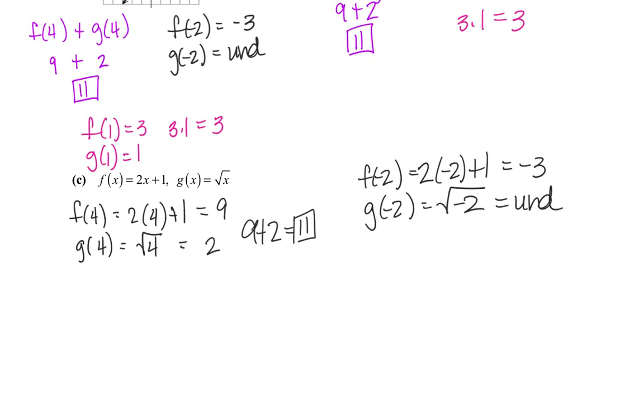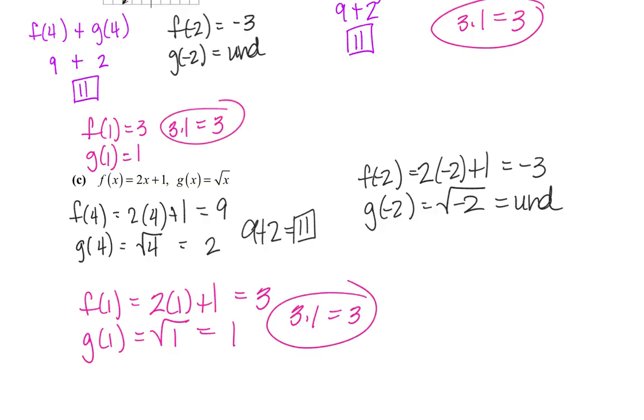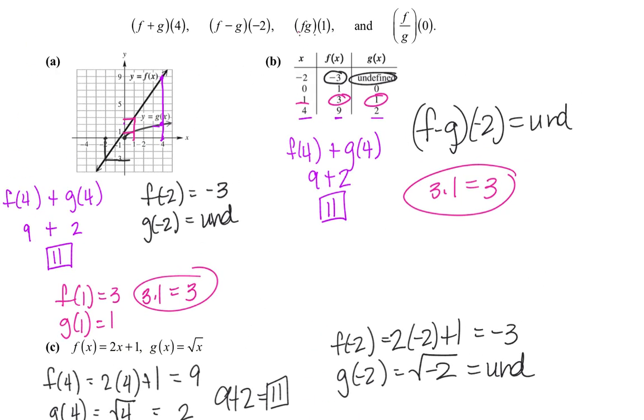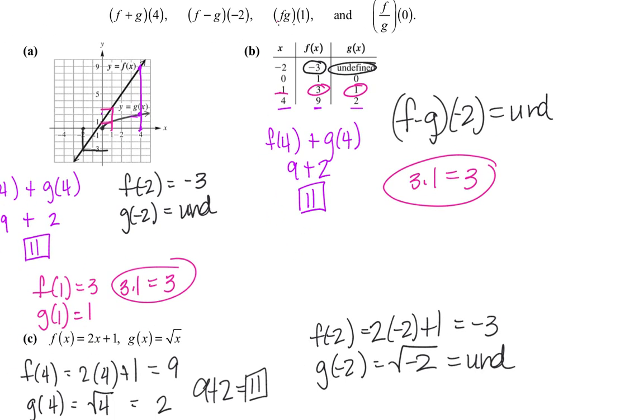Same thing down here. Plug it in. f of 1 is 2 times 1 plus 1. 2 times 1 is 2. 2 plus 1 is 3. g of 1. So the square root of 1 is 1. 3 times 1 is 3. So you get the same answer no matter what. 3 different methods. And last we have f of 0 and g of 0.